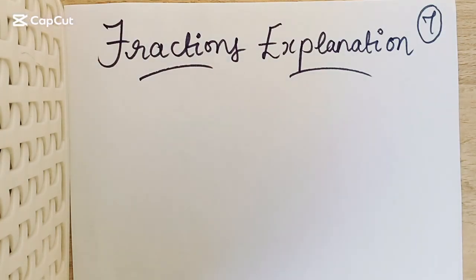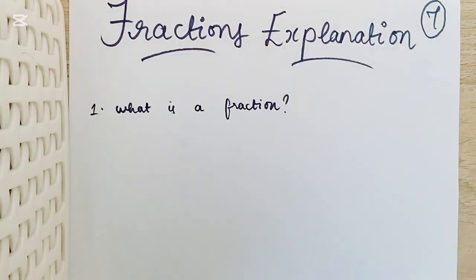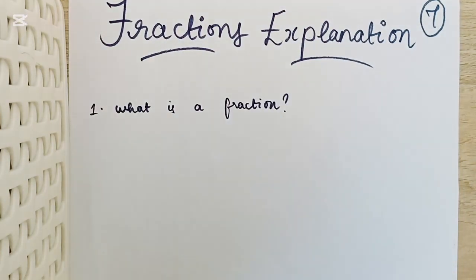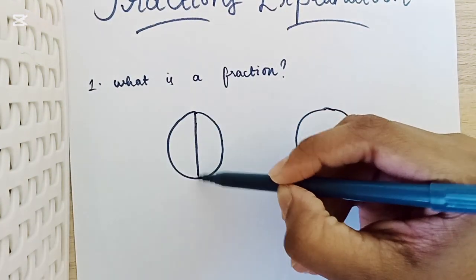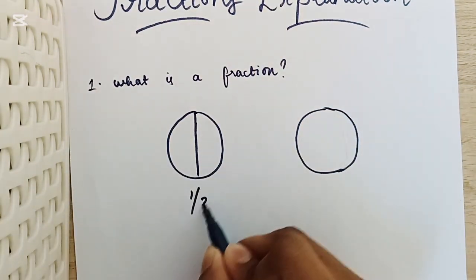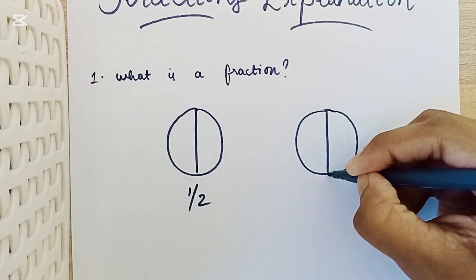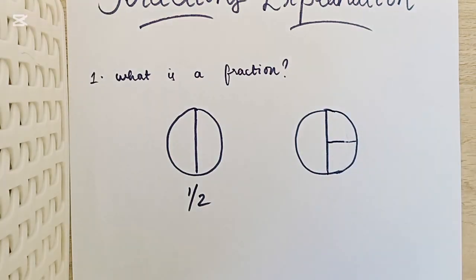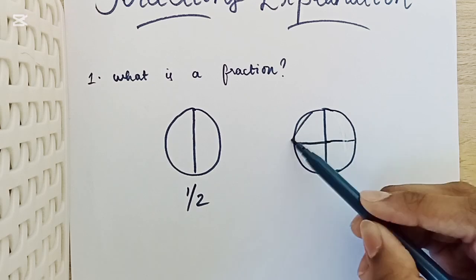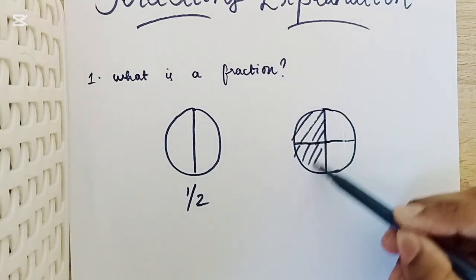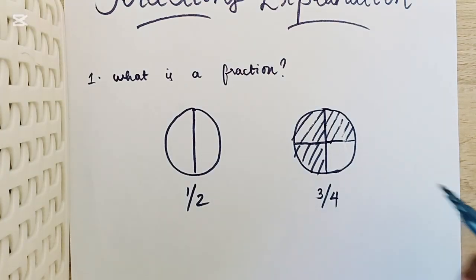Today we'll be looking at a full explanation of the chapter Fractions from grade 7. Starting with, what is a fraction? Imagine a circle. If you take half of the circle, then this will be 1 by 2. And if you take 3/4, like this, and then shade only 3 parts of the cuttings, then this will be 3/4.